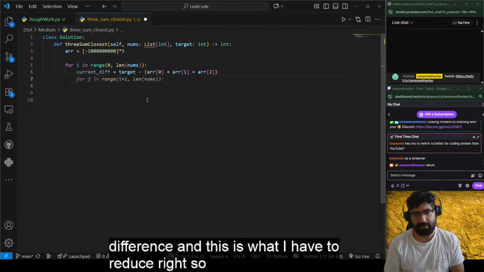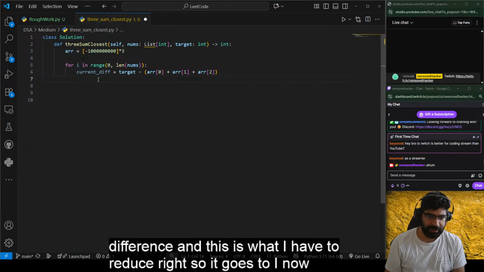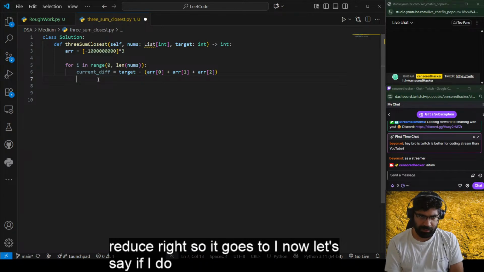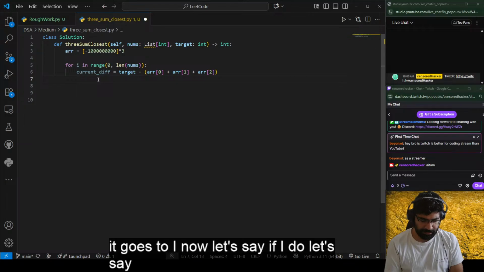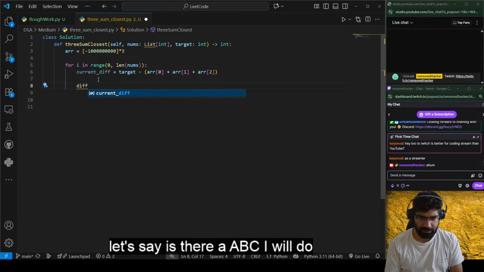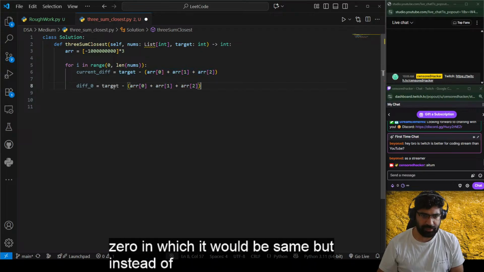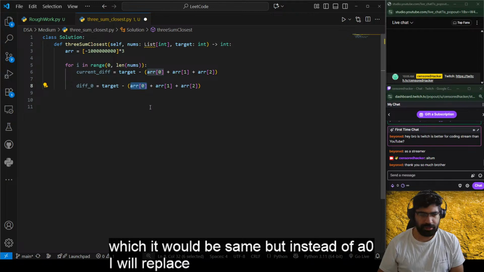So it goes to i. Now let's say instead of ABC, I will do diff 0, in which it would be the same, but instead of a0, I will replace.